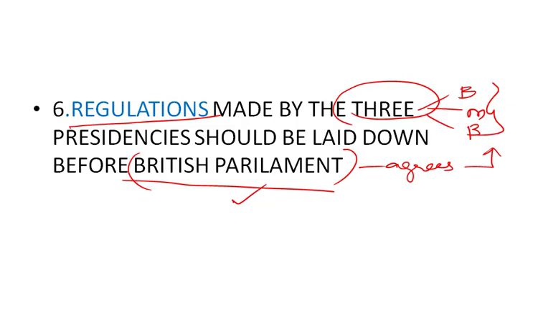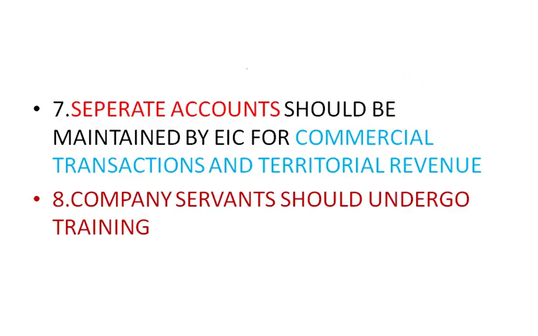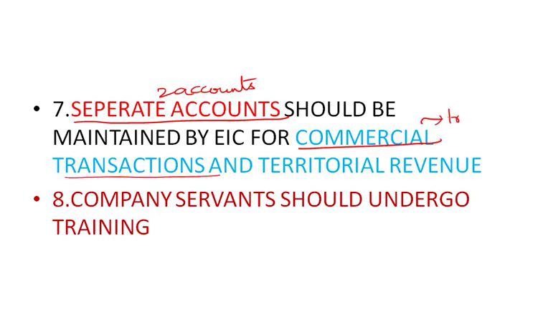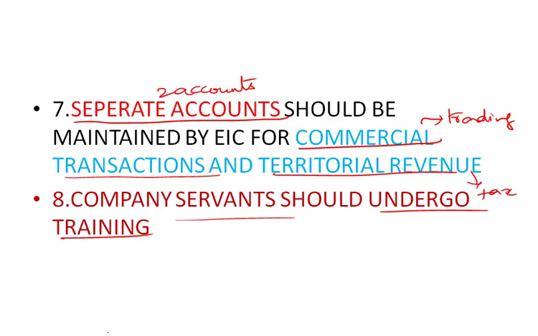And the other feature of this Act is the East India Company should maintain separate accounts for both commercial transactions, which they are earning through trading, and territorial revenue, which they are collecting in the form of tax. So there should be one account for commercial transactions, and another account for territorial revenue. The last point is the company's servants should undergo training compulsorily. So these are the features of the Act of 1813, or Charter Act of 1813.